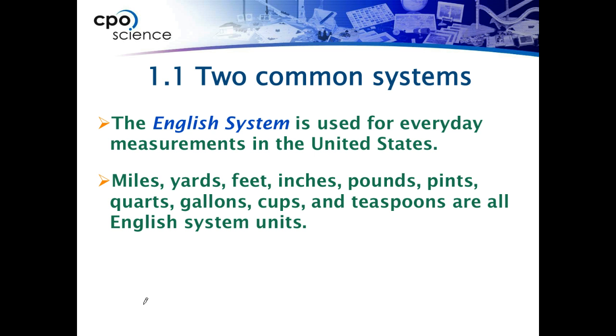Units that go in the English system, you have miles, yards, feet, and inches. Those are all units of distance. Pounds are units of weight. Then you move to pints, quarts, gallons, cups, and teaspoons, and those are all units of volume. Cups and teaspoons come up when we're cooking. Okay, we purchase our gas in gallons.